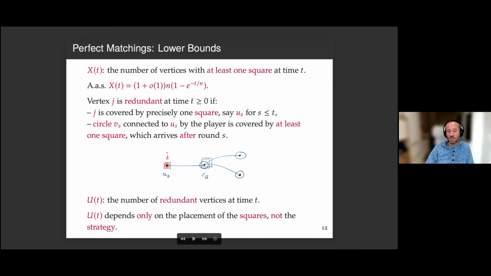And I want to have something that is only affected by the process, not necessarily by the player. So this is what we do. So it's a weaker bound, but something that is analyzable. So that's important, that this random variable UT is just a function of the process. The player has no chance to affect this random variable.